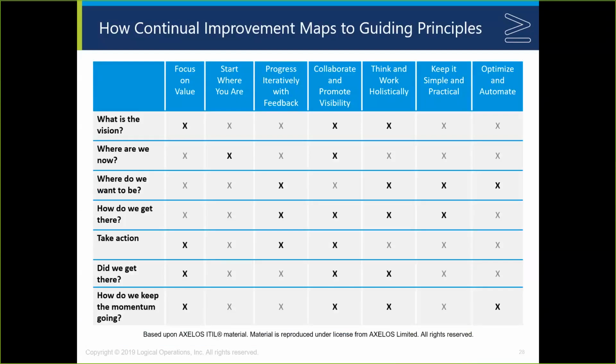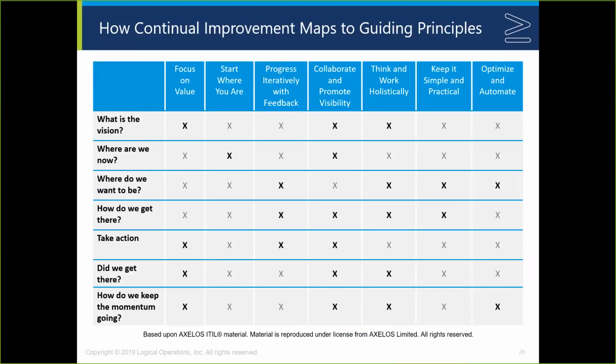Okay, the last piece here is that we then take a moment to map the steps in the continual improvement model back to the guiding principles. It's very easy to point at this and say, all the principles relate to all of the activities, because that is a true fact. However, there are certain principles that might be disproportionately important in thinking about certain things.